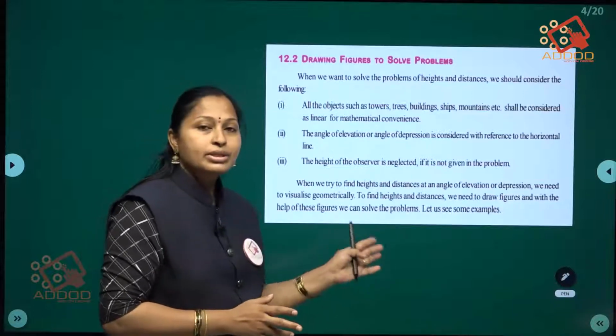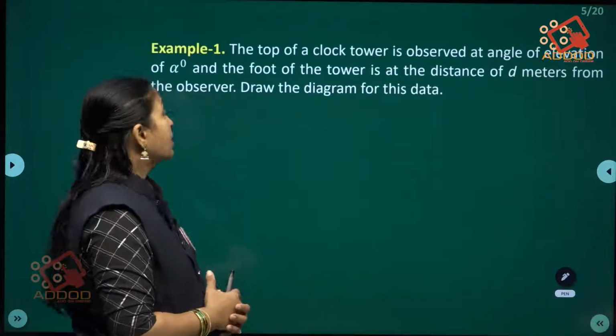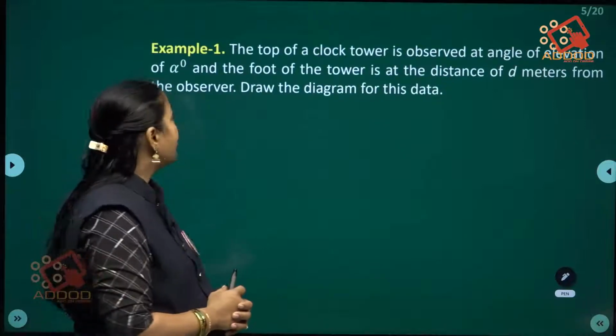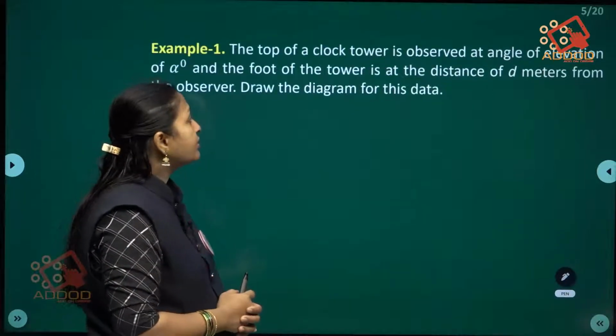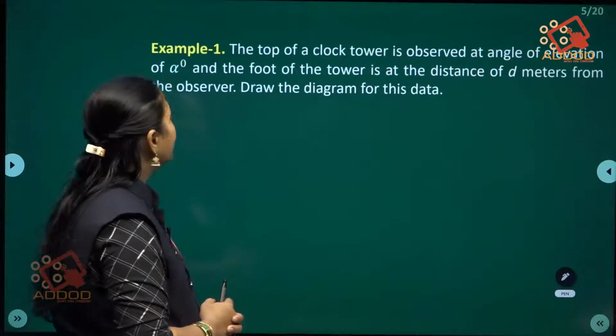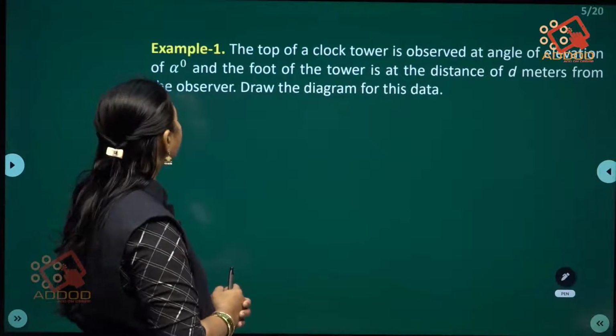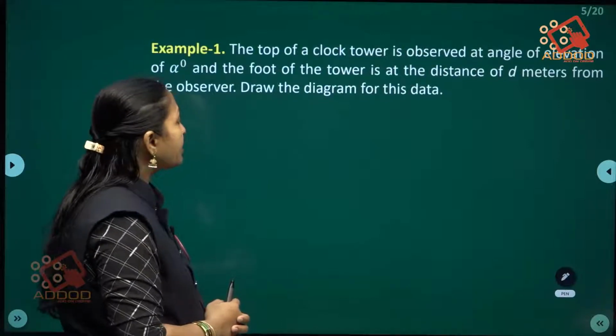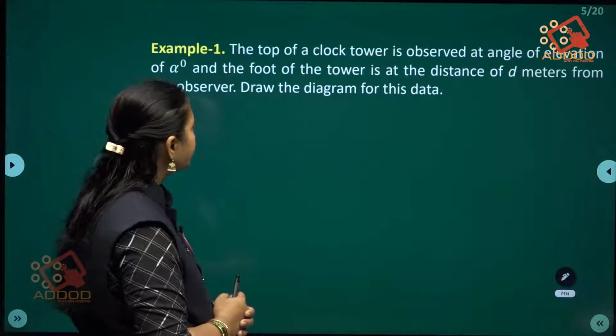Let us see with some examples. Example 1: the top of a clock tower is observed at an angle of elevation of alpha degrees, and the foot of the tower is at a distance of d meters from the observer.